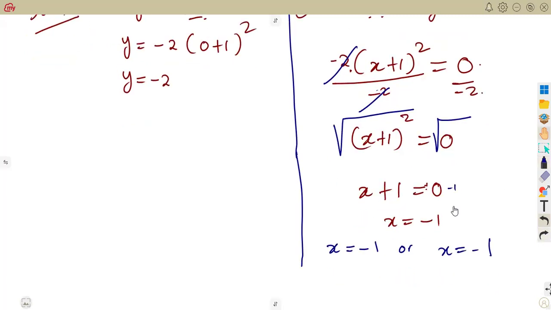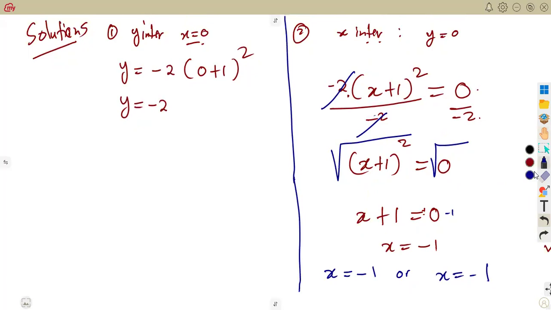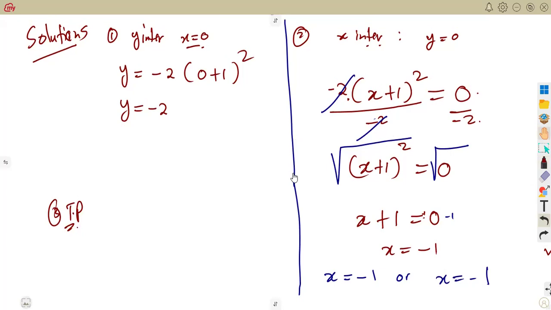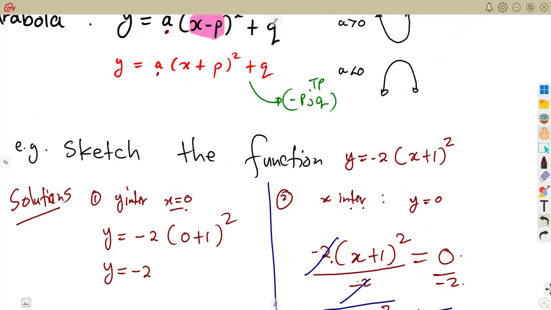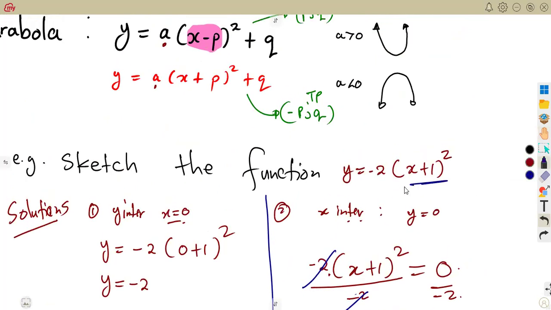Let's move on to the turning point. Remember, you also need the turning point. So the turning point, like I said, we can simply get it from the format. If we are given this, there's a bracket, as we can see here. Do not worry about this -2 that is outside of the bracket. All right. This is the A that we are seeing. It is not affecting our turning point at all. No, it does not affect.